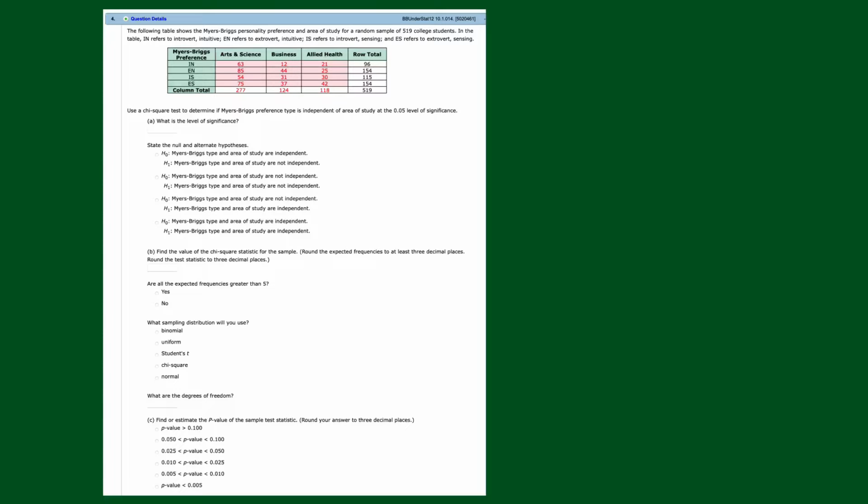This is problem number 4 in section 10.1. The following table shows the Myers-Briggs personality preference and the area of study for a random sample of 519 college students.